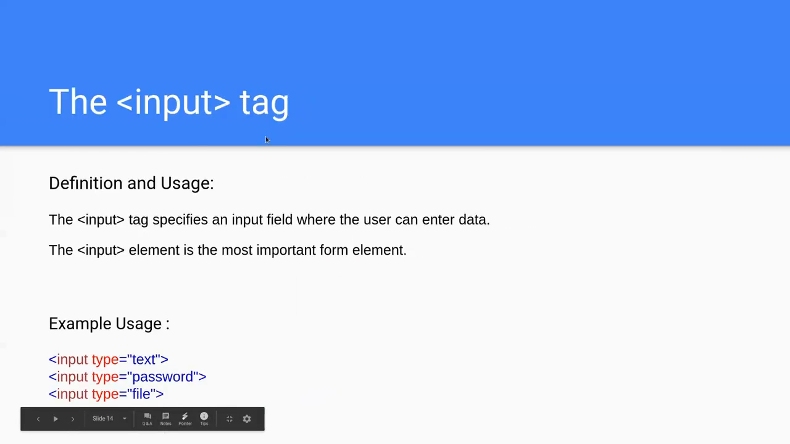Next is the input tag. The input tag is used to take, as its name suggests, some input from the user. It can be in the form of a file, a password, or a text, or a radio button, and so on. I have shown the example usages over here. The input element or tag has an attribute type, which can be text, password, file, and a lot more, and it will change the way you take the input from the user.